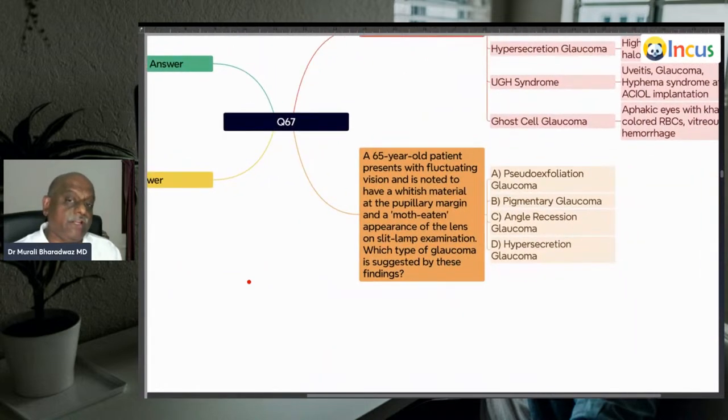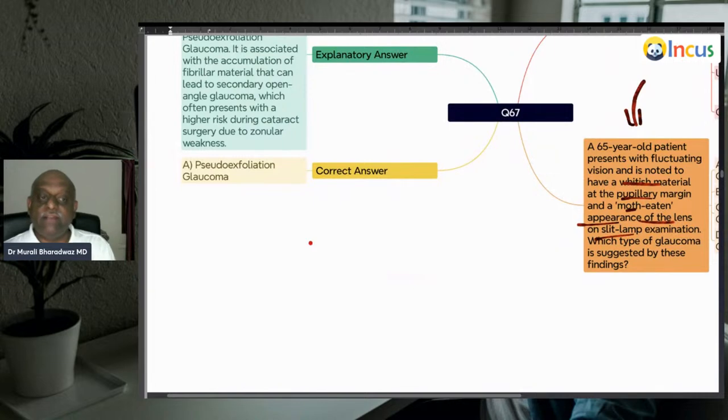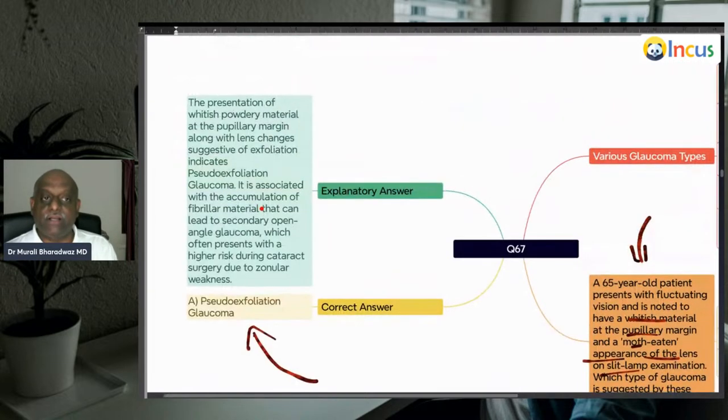A 65-year-old patient with fluctuating vision, who is noted to have whitish material on the pupillary margin, moth-eaten appearance of the lens on slit lamp, classically is having pseudo-exfoliation glaucoma.